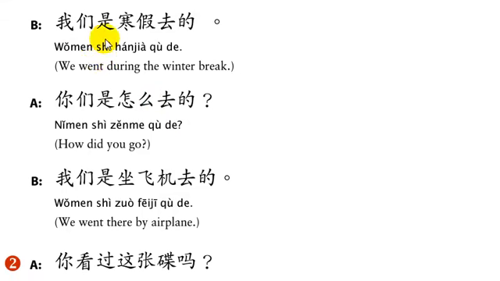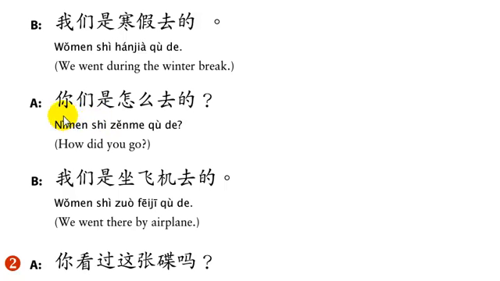我们是寒假去的. So here you have the 是 and the 的. We went during the winter break. Literally we winter break went, in the winter break went. The answer of the question sits in between the 是 and the 的. 我们是寒假去的.